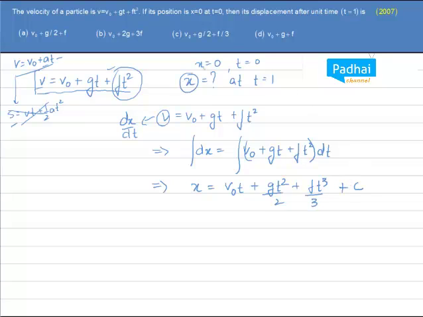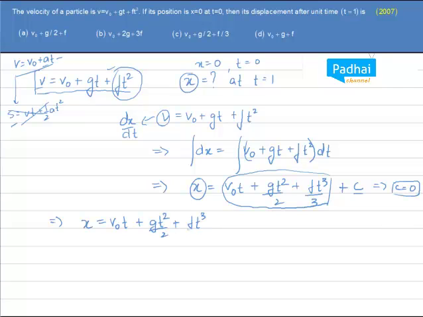Now it is given at time t equal to 0, it was at x equal to 0, right? So if I put x equal to 0 at time t equal to 0, what I'll get? I'll get that c is also 0, right? Because if t is 0, that means this entire term will get 0 and this term will also get 0. So that means c should also be 0, right? So finally I got the relation between x and t, which says x will be equal to v naught into t plus gt square by 2 plus ft cube by 3, right?